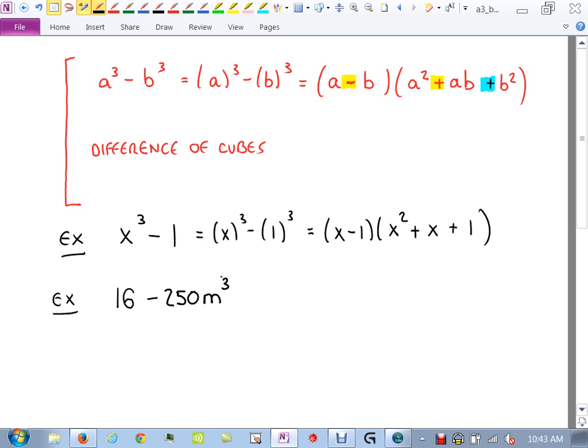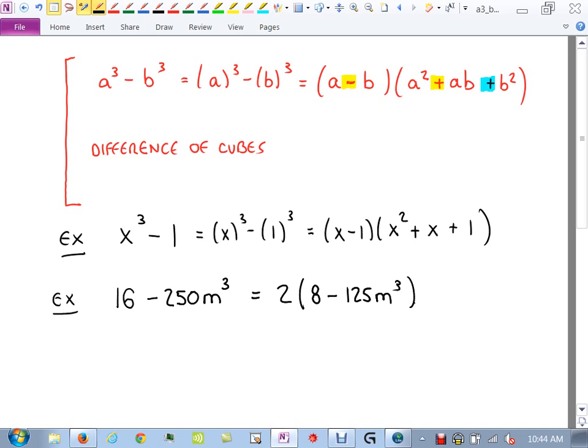What's a number that goes into both of these? Well, they're both even numbers, aren't they? If they're even numbers, they're both divisible by 2. So how many times does 2 go into 16? 8 times. How many times does 2 go into 250? 125. So we have at least a 2, right? Which would give us 8 minus 125 m cubed. Do you agree?